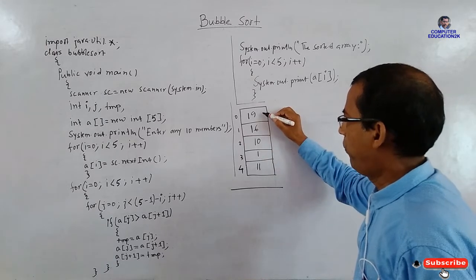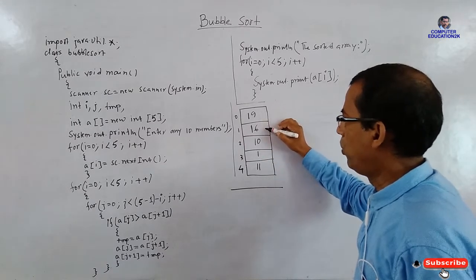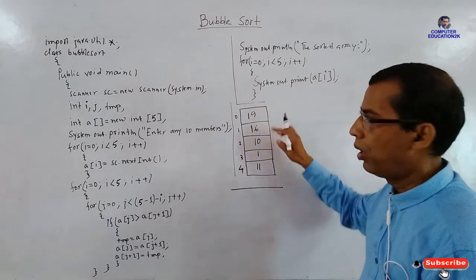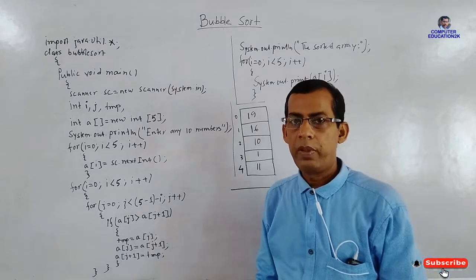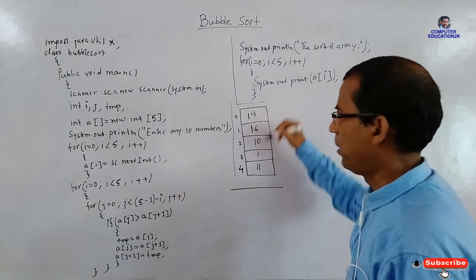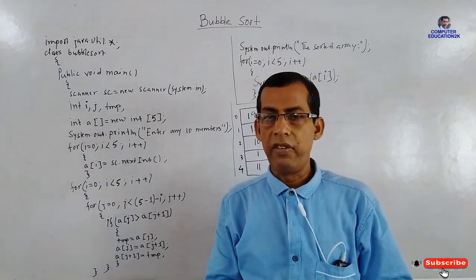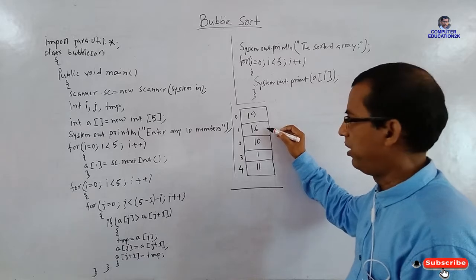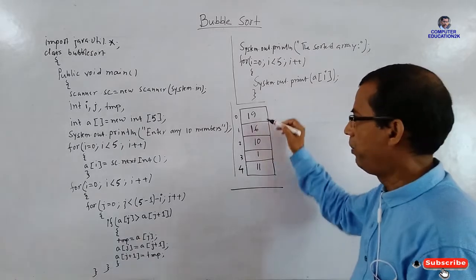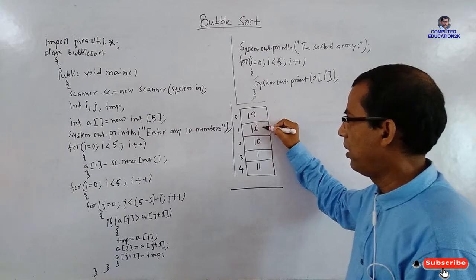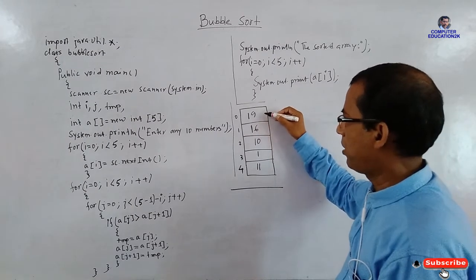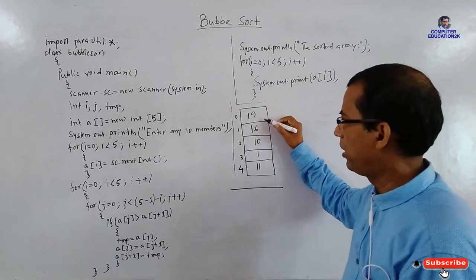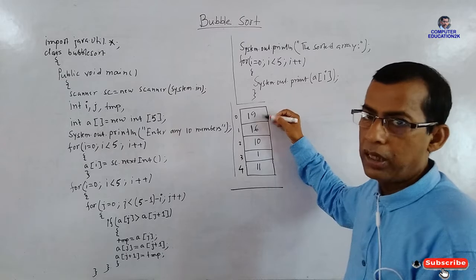First the upper cell value and the lower cell value will be compared. Just keep in mind that the cell values will be compared, not the numbers. This is cell 0 and this is cell number 1. These two cell values will be compared. If the upper cell is bigger than the lower cell, then the value in the upper cell will come down and the value in the lower cell will go up. So 19 is bigger than 16, so 16 will go up, 19 will come down.